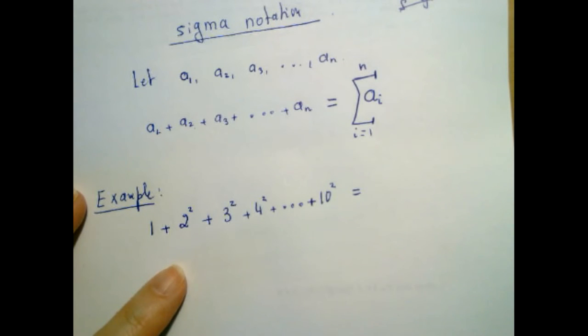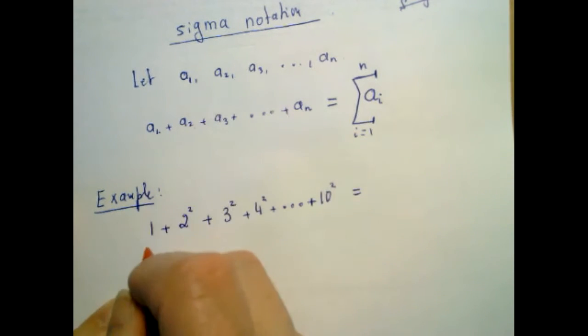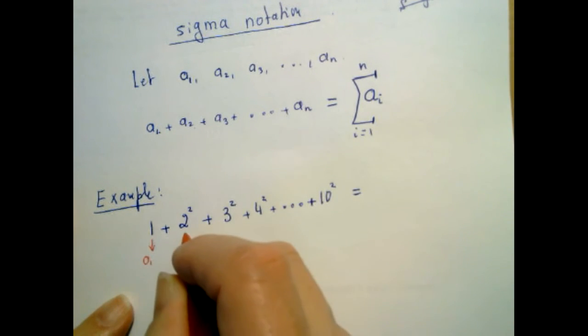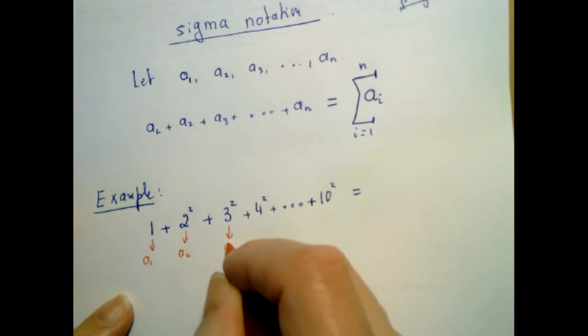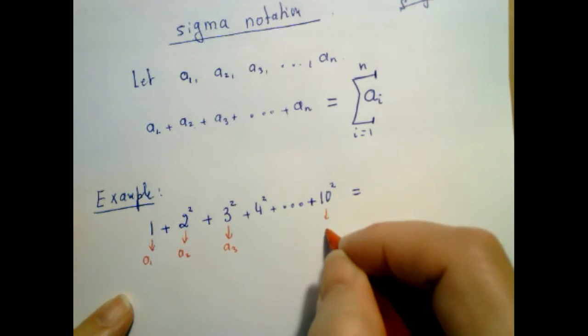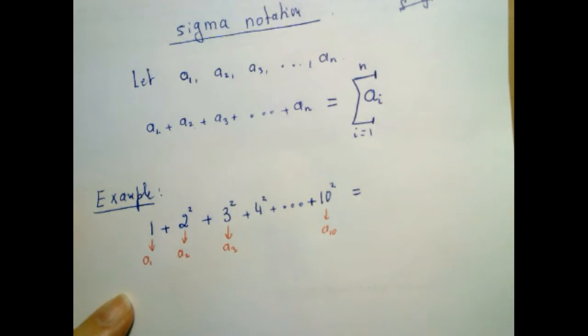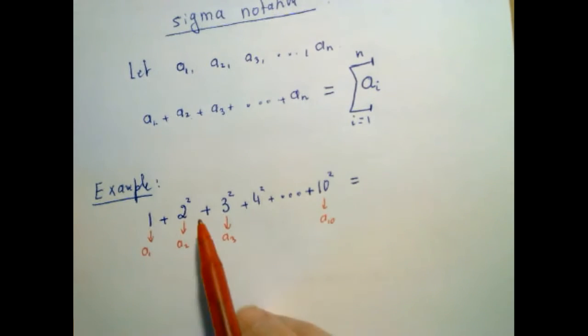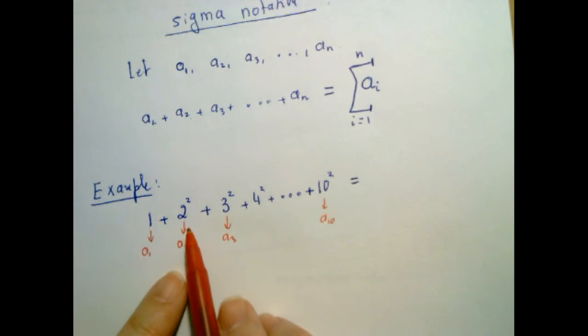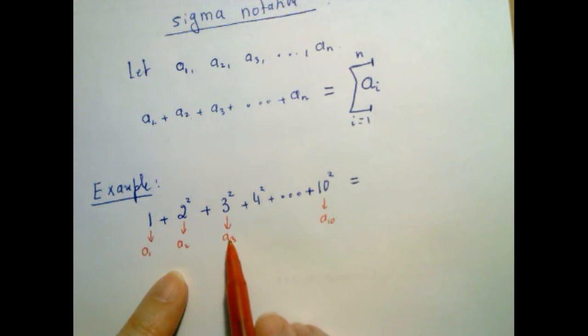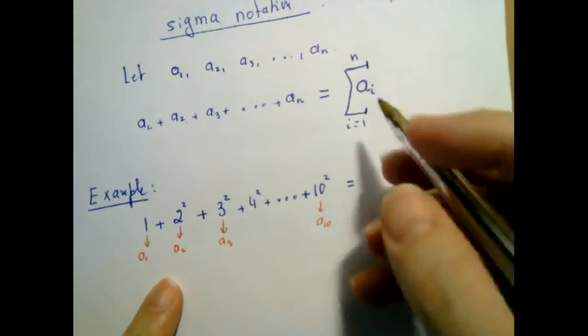All right. How can I write it? First, we have to watch the pattern that I'm really talking about. According to my picture, this is A1, this is A2, this is A3, and this is A10, according to the sum. But what is the pattern that's really going on here? A1 is 1 squared, A2 is 2 squared, A3 is 3 squared. So how am I going to write this?